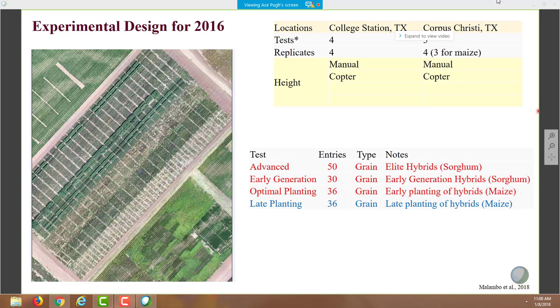For maize, it was the same material, but it was planted at different time points. So we had an optimal planting that was earlier and a late planting that was later in the season. Now, the late planting was only planted in College Station, not in Corpus Christi.